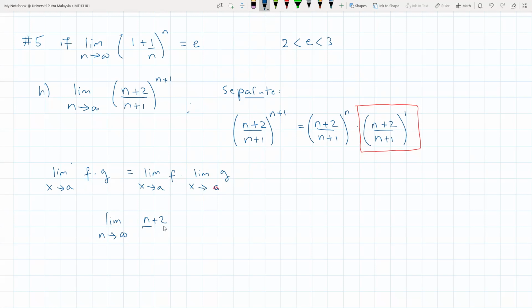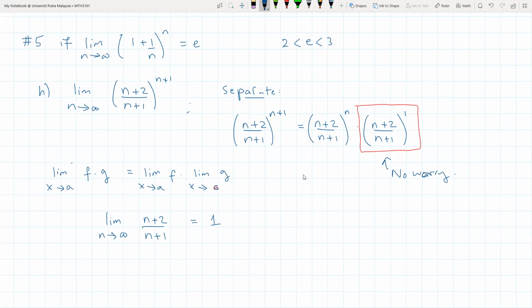Okay, so first of all, what's the limit as n goes to infinity of n plus 2 divided by n plus 1? You can see that n to the power of 1 is dominant in this, and the coefficient is 1, so this is just equal to 1. Okay, so you don't have to worry about this one. So that one is 1.